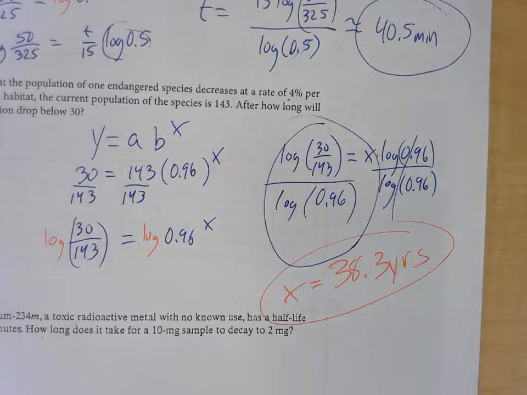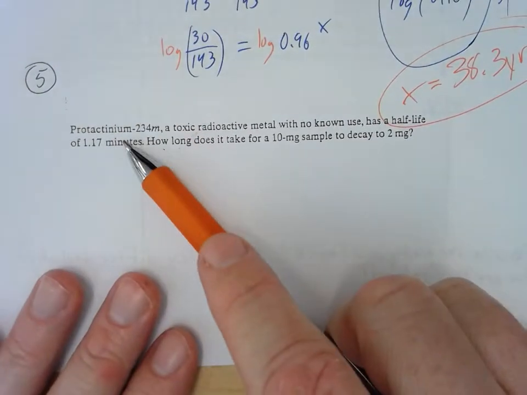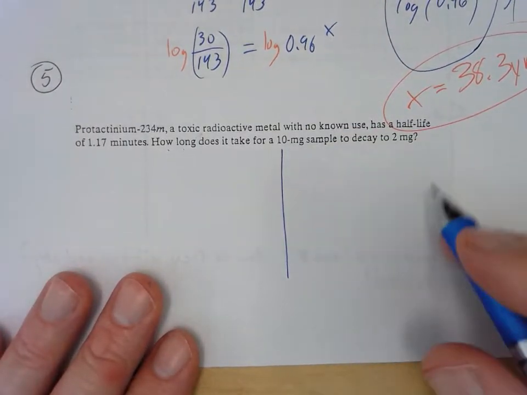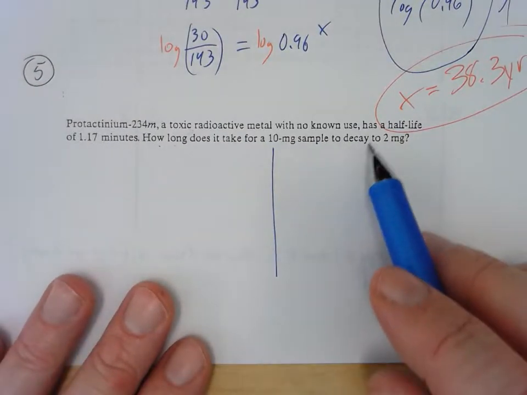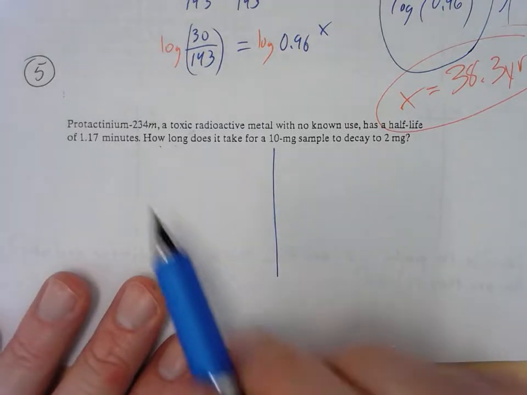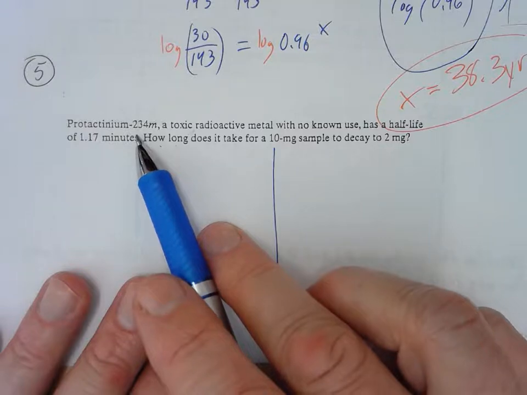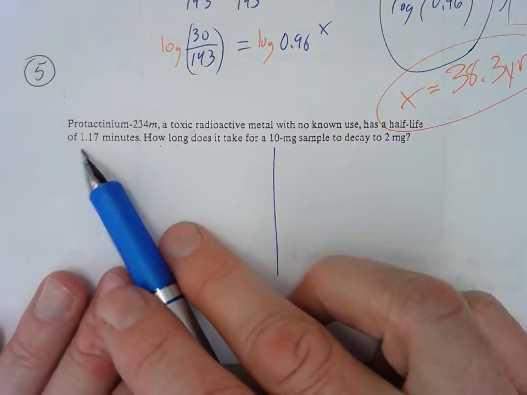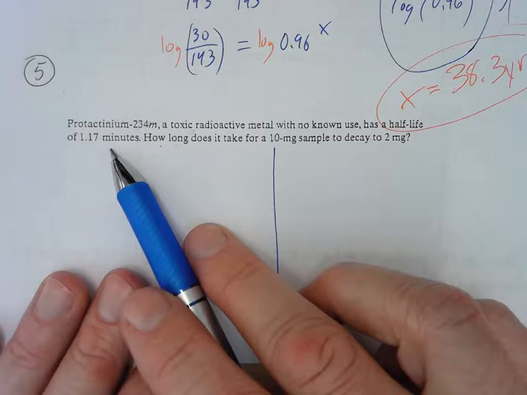Okay, protactinium 234M. I like to say that. That's what we're dealing with here. This is a double problem. We have to figure out the rate of decay, and then we have to figure out how long it takes to get from a 10 milligram sample to a 2 milligram sample. So protactinium 234 is a radioactive isotope. It has extra neutrons, and it's going to change into regular protactinium. The half-life is only 1.17 minutes, so a very short half-life, and we want to figure out B first.